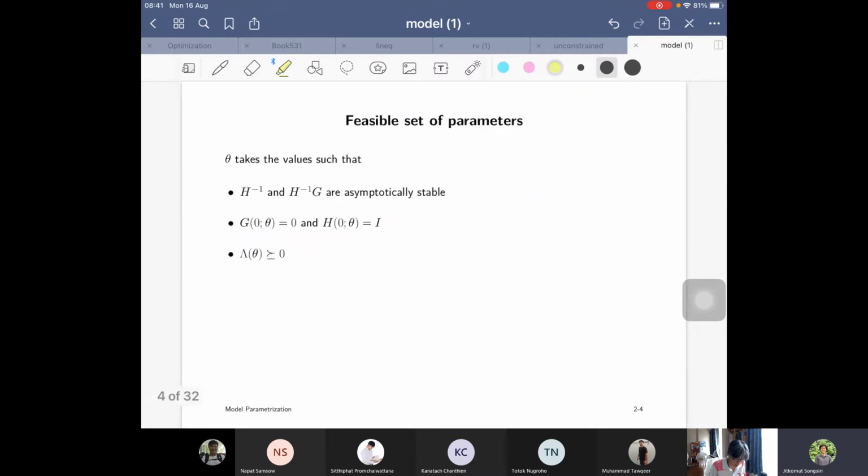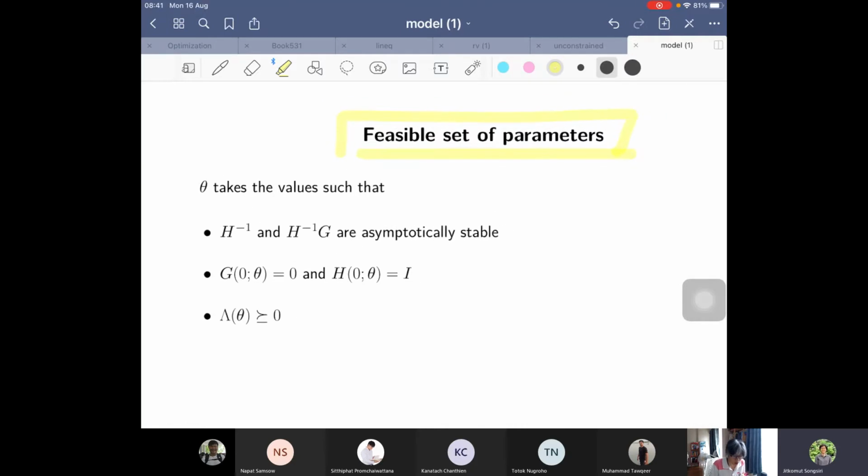We're going to come back to this slide, but I would like to mention briefly now that not all the parameters in the model can be used. We have a feasible set of theta. Let me mention the last one that is simple: the entries in the noise covariance matrix must be ensured so that the covariance is positive definite. The second one: G evaluated at 0 must be 0.